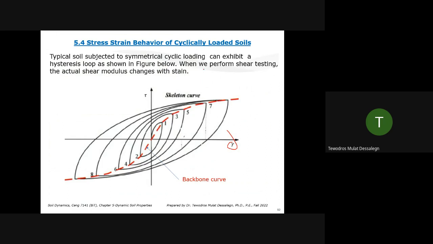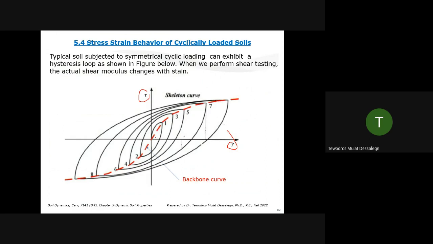When you perform shear testing, the actual shear modulus changes with the strain. So you see these hysteresis loops, they are getting flatter and flatter. If you have a plot of shear stress and shear strain, what do you get? What's the slope? Is that elastic modulus or shear modulus? Shear modulus. Shear stress, shear strain, shear modulus is the slope.